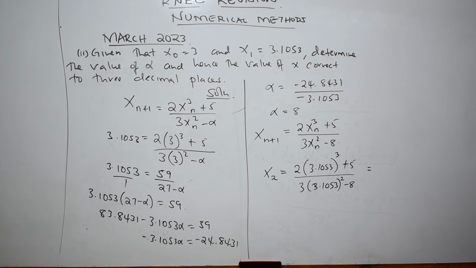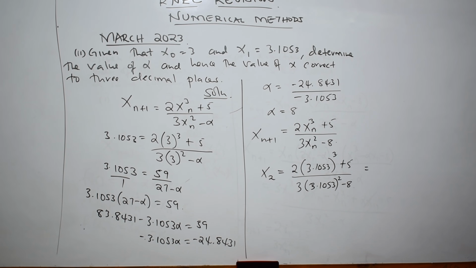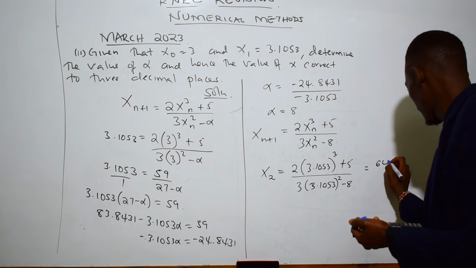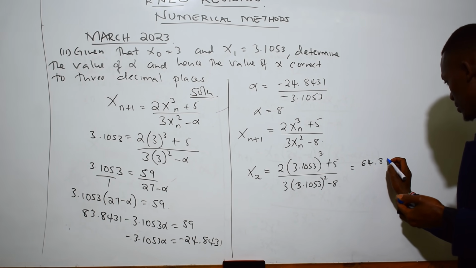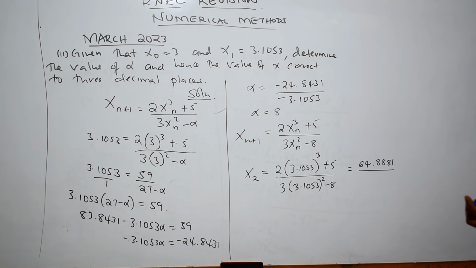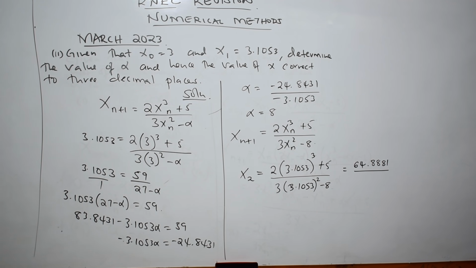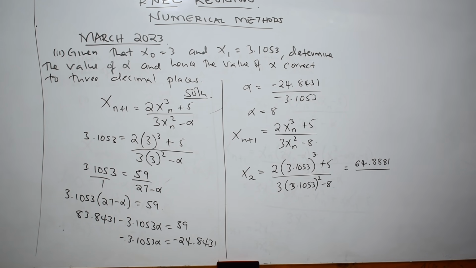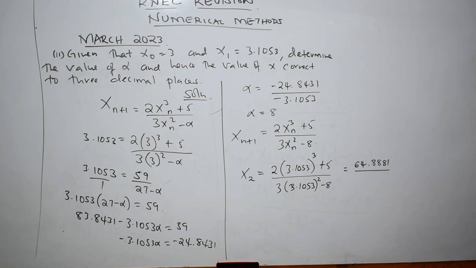So cubed, then times 2, then plus 5. That gives us 64.8881. Then the lower side we have 3.1053. Then you square that, then square. We have that.